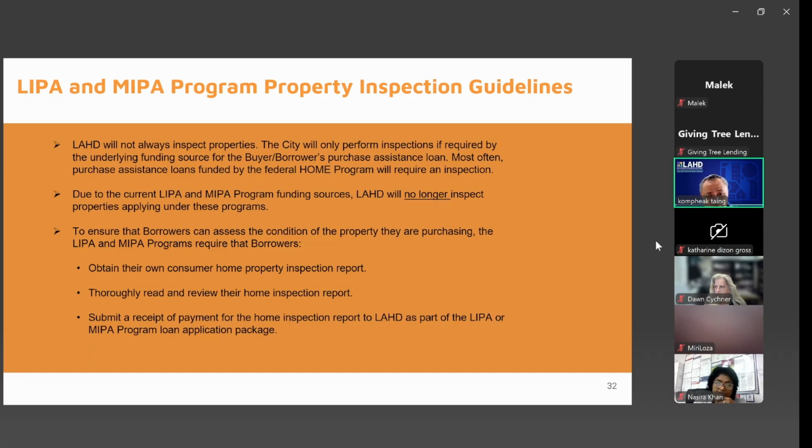To ensure the borrowers can access the conditions of the property they are purchasing, the LIPA and MIPA program requires the borrowers obtain their own home property insurance report, thoroughly read and review their home inspection report, submit a receipt of payment for the home inspection report to LHD as part of the LIPA or MIPA program loan application package.